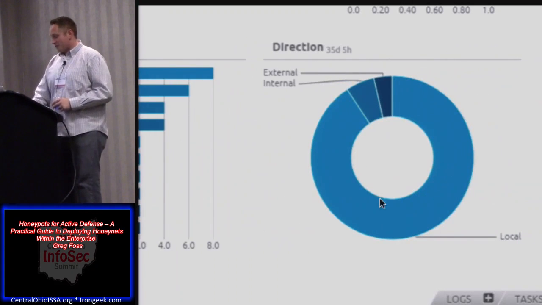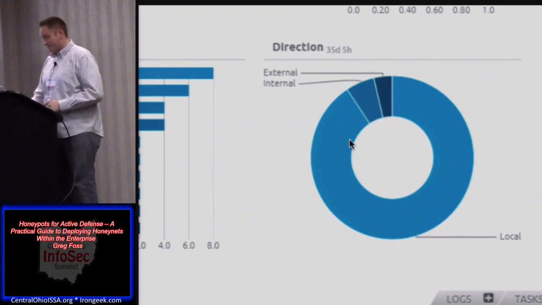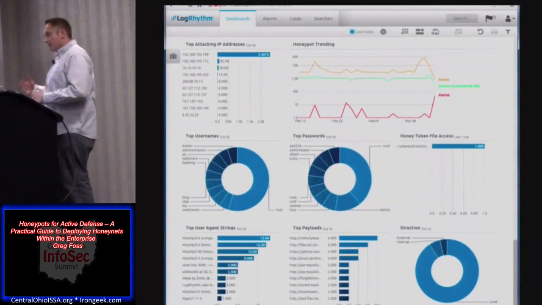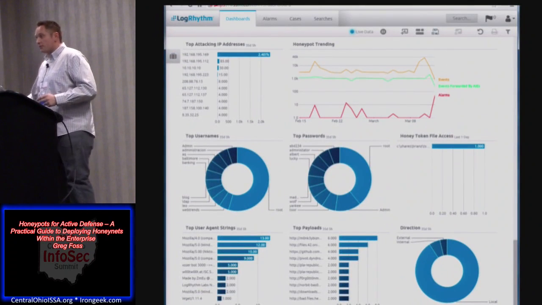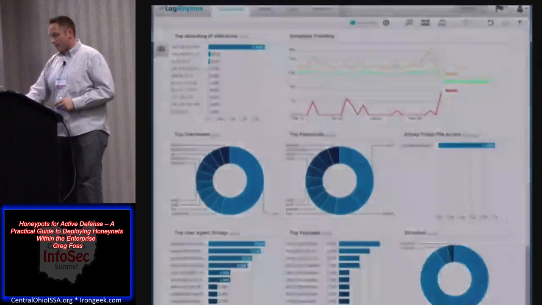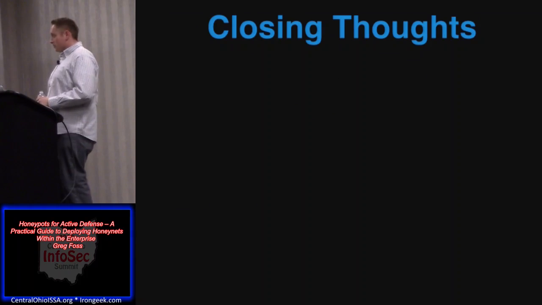Now it does say local a lot because a lot of this was just me messing around. But with all that, you get a good high-level overview of what your threat landscape looks like in relation to honeypots and your environment. So, just a few closing thoughts.